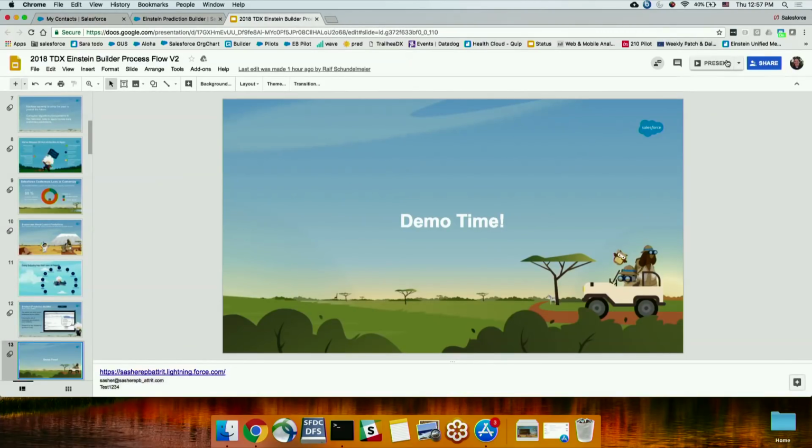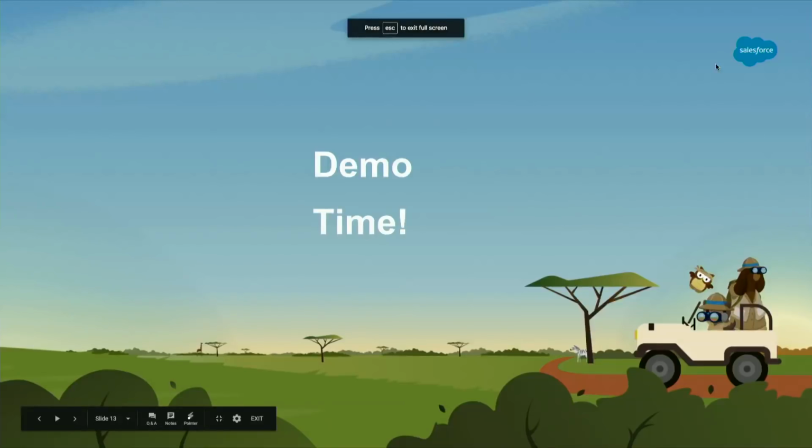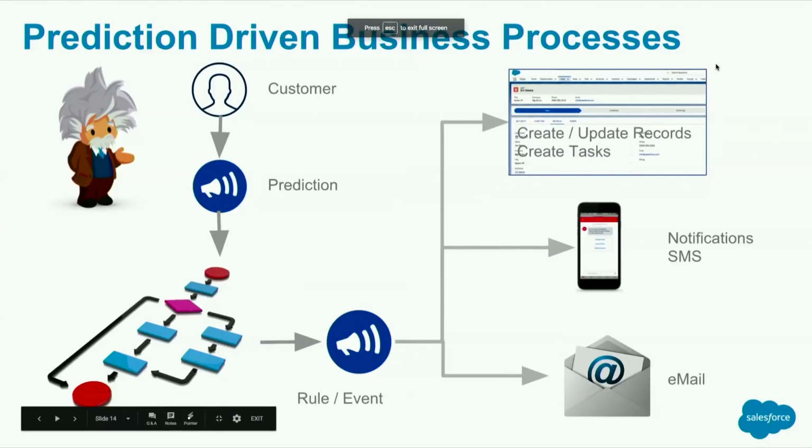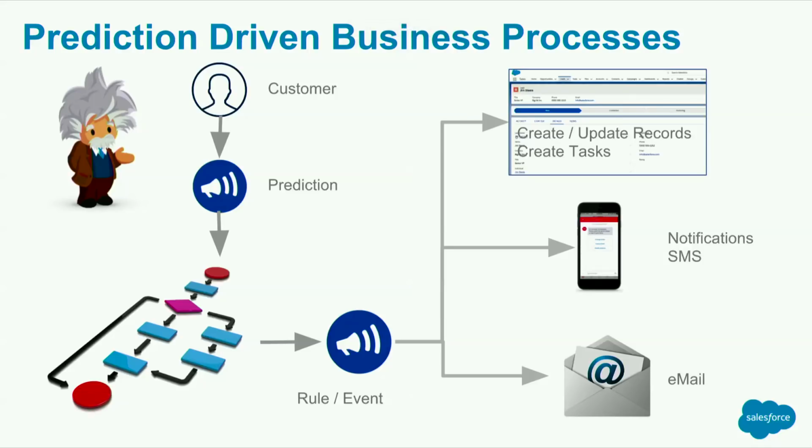So now we have seen how to create a prediction. We simulated how the scores come back into the system. And now we want to talk about how I can trigger business processes in Salesforce based on these prediction scores. How many of you are familiar with Process Builder? That's basically the tool that we use. Because Einstein is built within our platform, we can leverage other platform tools like Process Builder.